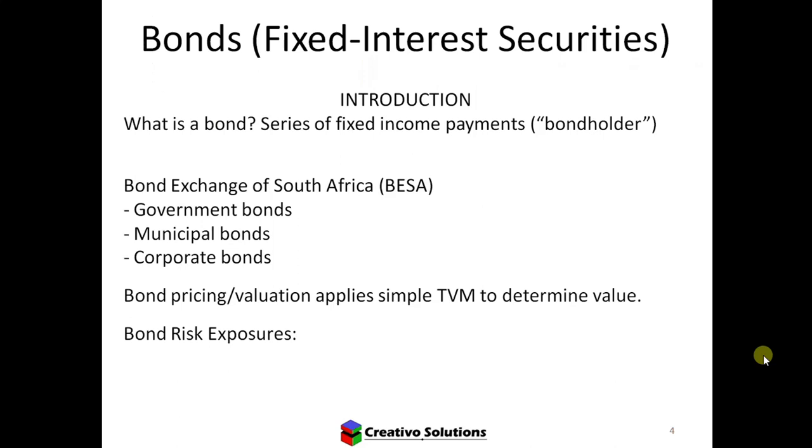Remember, in investment management, we're looking at making decisions today that are going to give us future benefit. So when we're looking at bond holders, we're looking at the investor's point of view. We're going to be buying these bonds, and in return, we're going to be receiving a series of fixed income payments over a period of time. And that's what we call the coupon, basically.